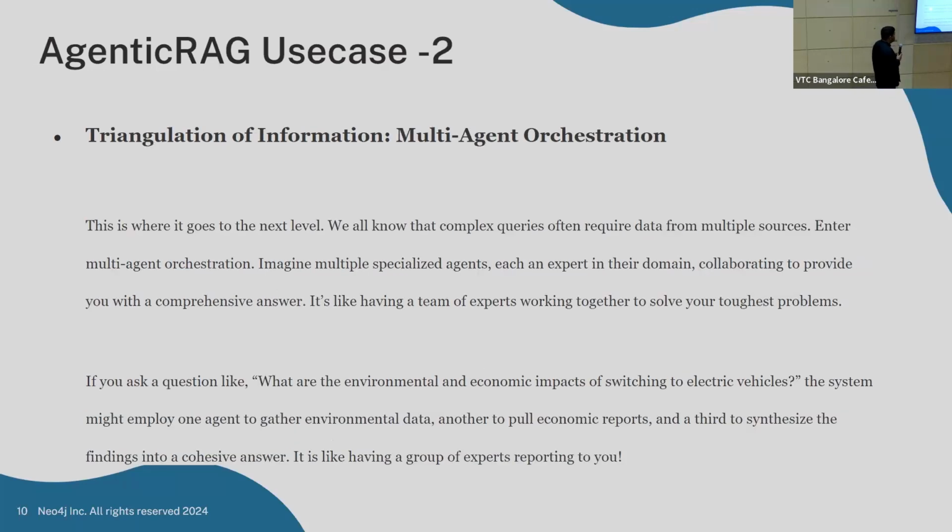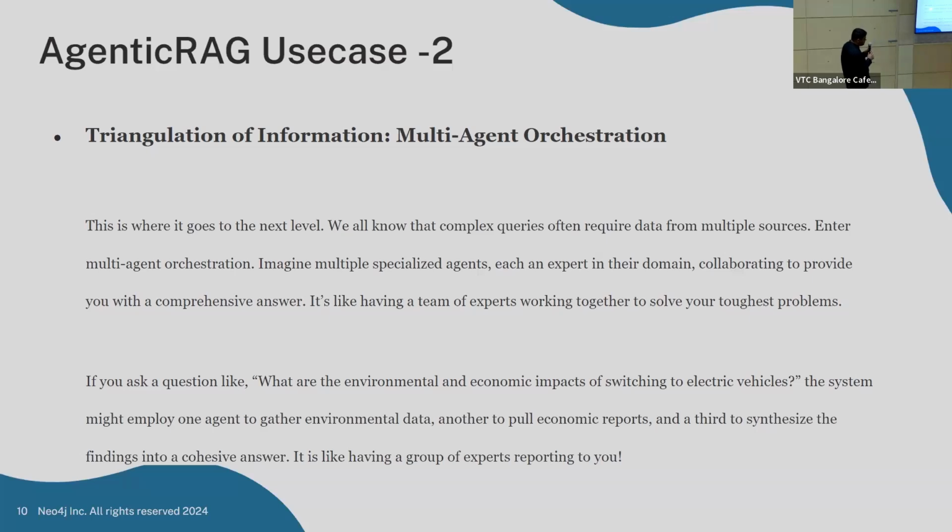Another scenario which we have is multi-agent orchestration. So as I said earlier, depending on the use cases, you may even just have one agent, or you may even have multiple agents conversing with each other and providing you with better information. For example, if you see this use case, you may ask, what are the environmental impacts of selecting EVs over the traditional fossil fuel enabled cars.